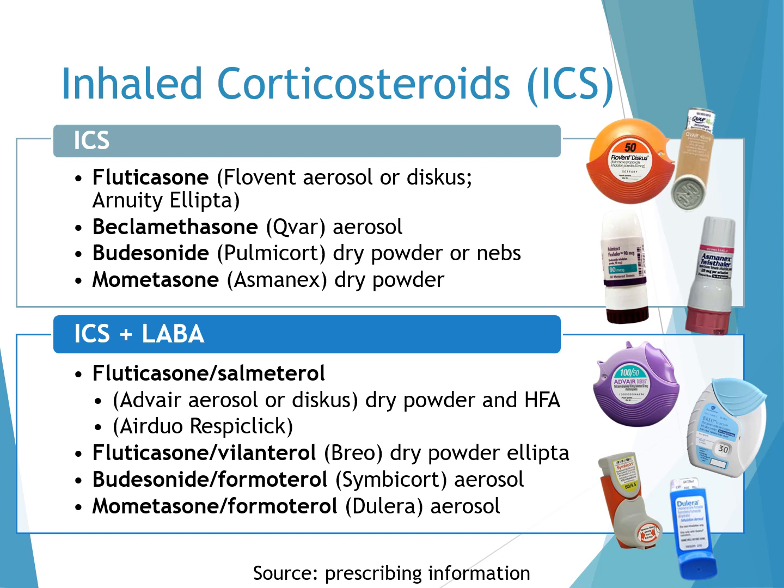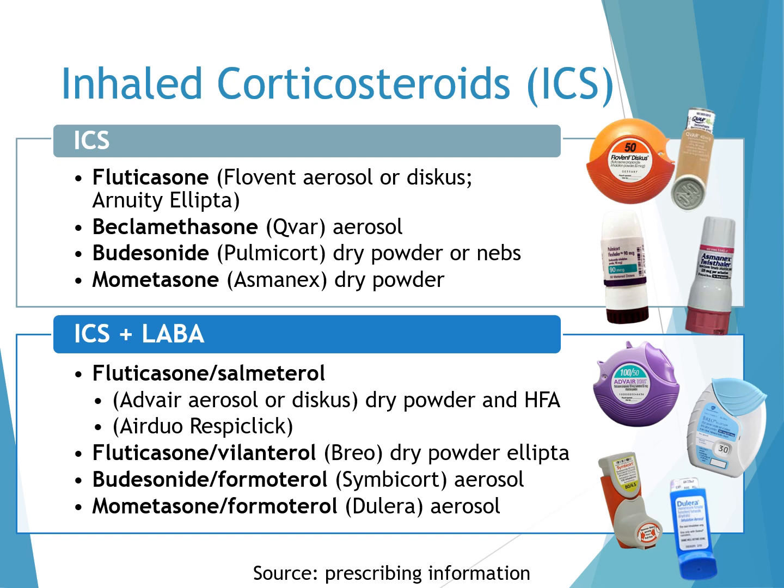ICS inhalers listed here are fluticasone, which comes as Flovent aerosol or Diskus, and Arnuity Ellipta. Arnuity is the only one that is actually once daily, otherwise the rest are twice a day. Beclomethasone comes as Qvar aerosol. Budesonide comes as Pulmicort, which is a dry powder or a nebulizer, and mometasone, which comes as Asmanex dry powder.